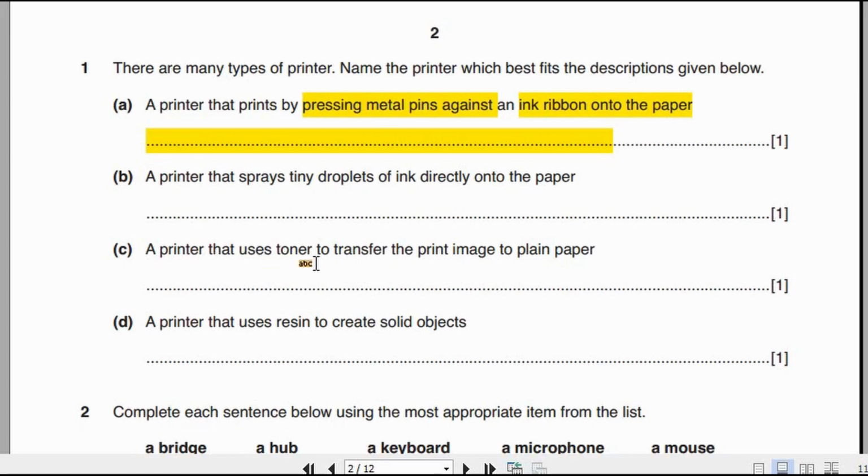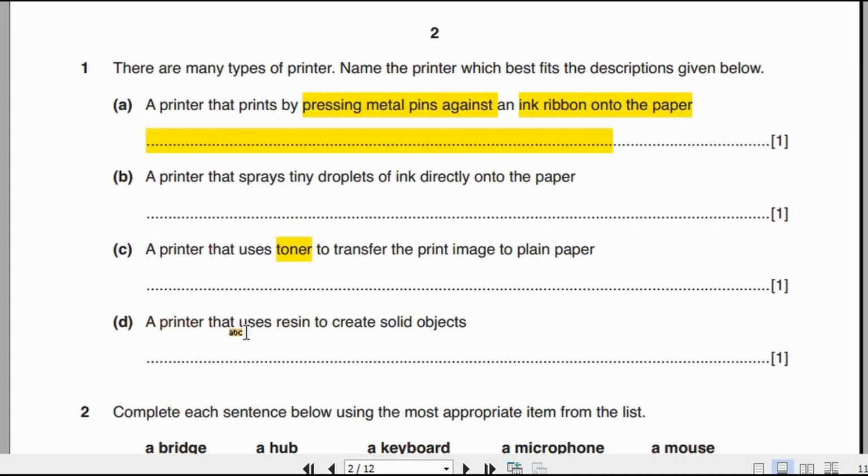A printer that uses toner to transfer the print image to plain paper, like the toner cartridge we use for laser jets. So from the toner you should understand it's a laser printer, and a laser printer sends toner to the paper, then it passes through a heater that melts the ink, and when the ink is melted, it becomes part of the paper and dries at the same time. That's why we get hot paper all the time.